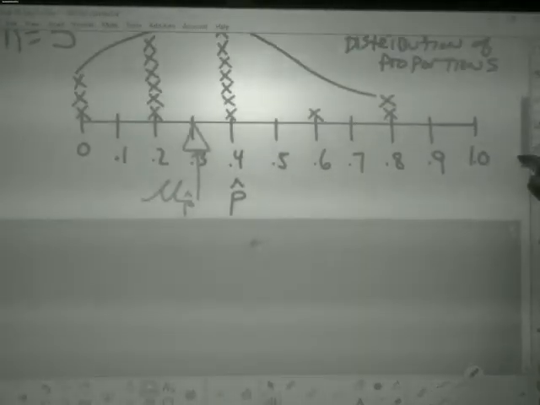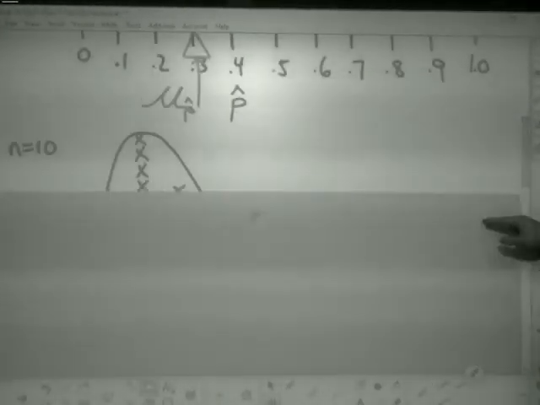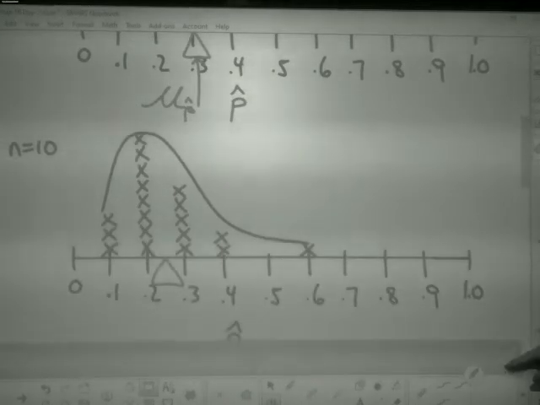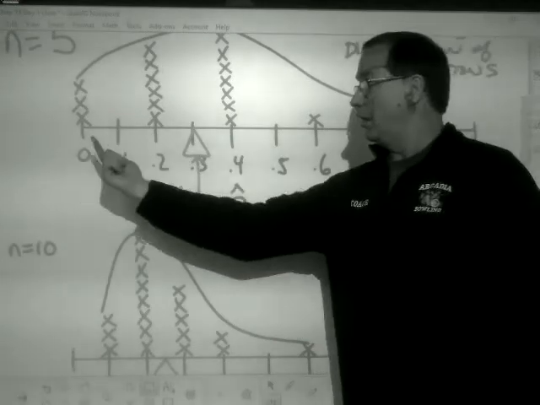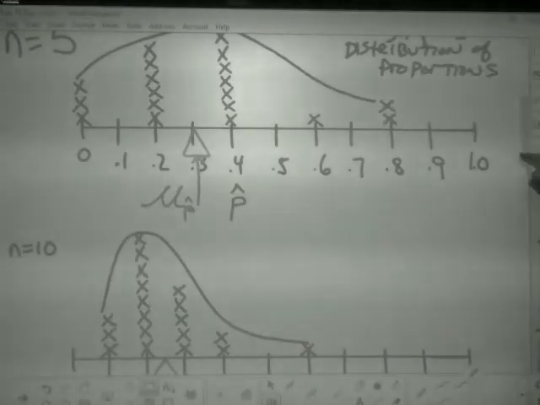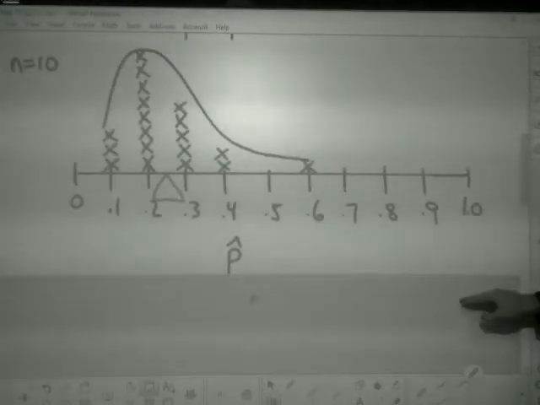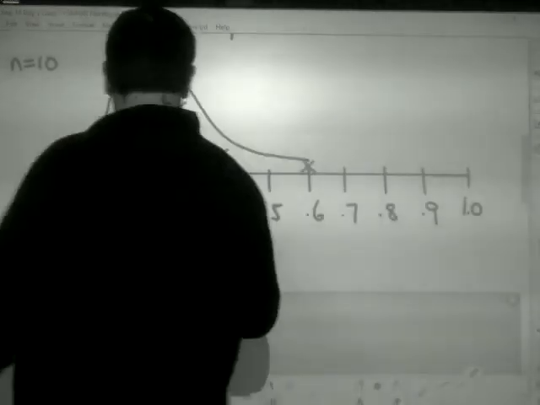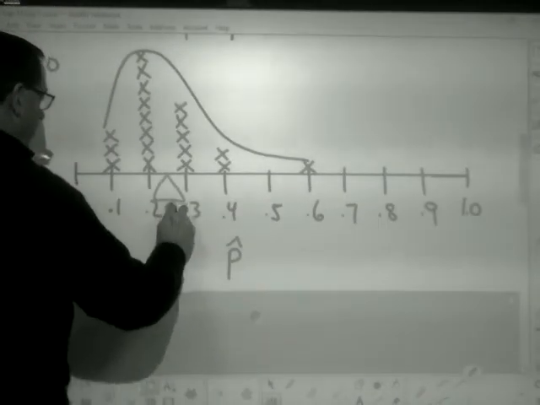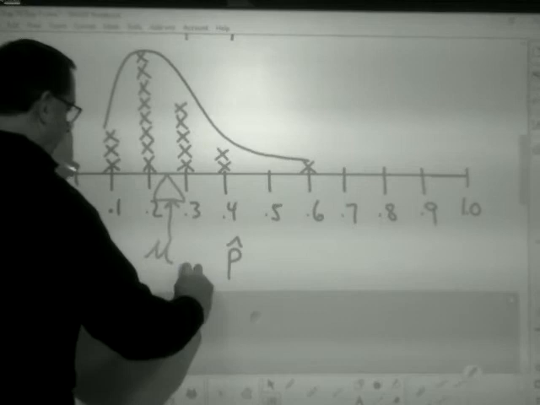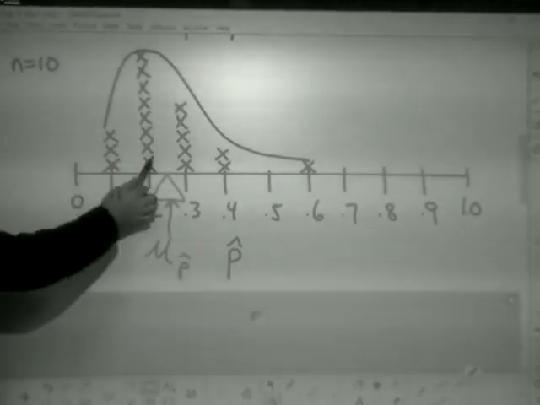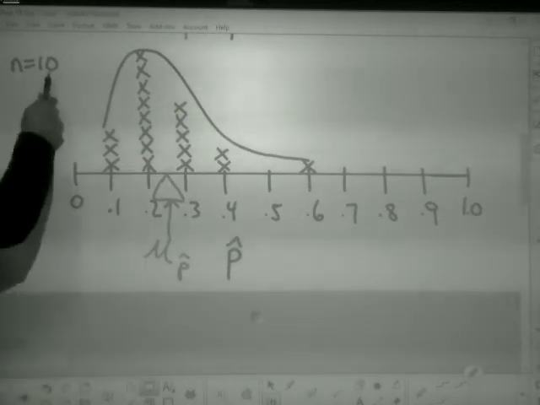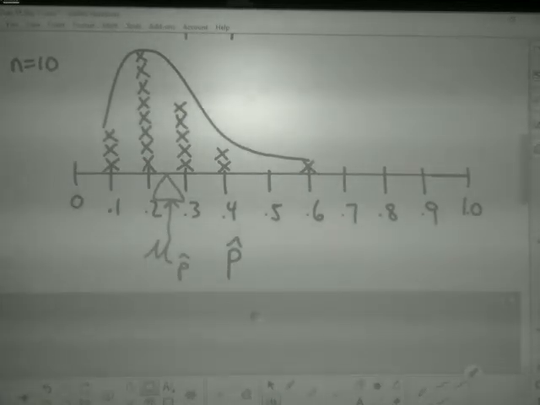So we did sample size 5. We did sample size 10. And again, I drew all of these on the same scale. And again, this is the mean of all the p hats that we had. And again, each one of these was your proportion of how many successes out of 10.